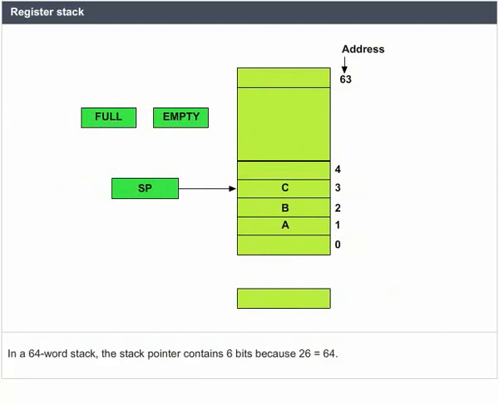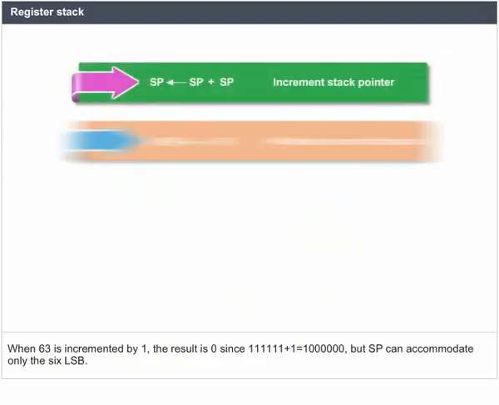In a 64-word stack, the stack pointer contains 6 bits because 2^6 is equal to 64. Since SP has only 6 bits, it cannot exceed a number greater than 63, which is 111111. When 63 is incremented by 1, the result is 0, since 111111 plus 1 is equal to 1000000. But SP can accommodate only the 6 LSBs.